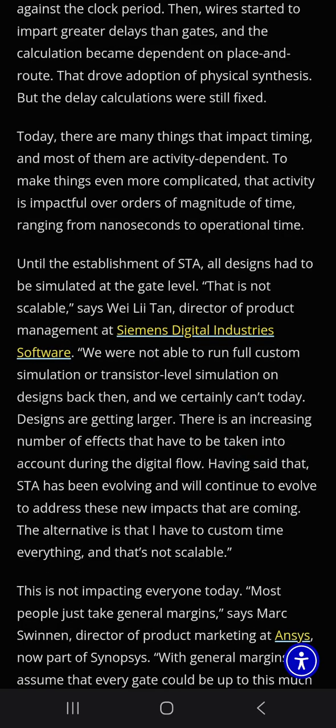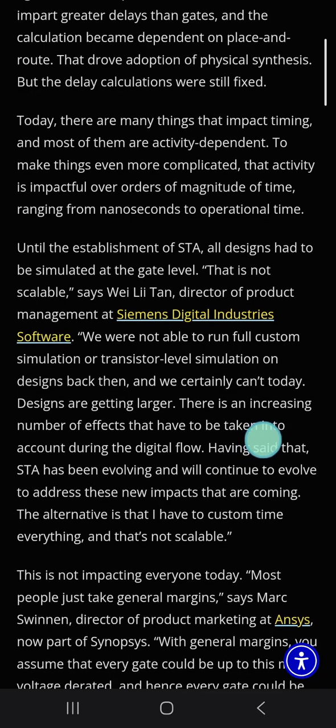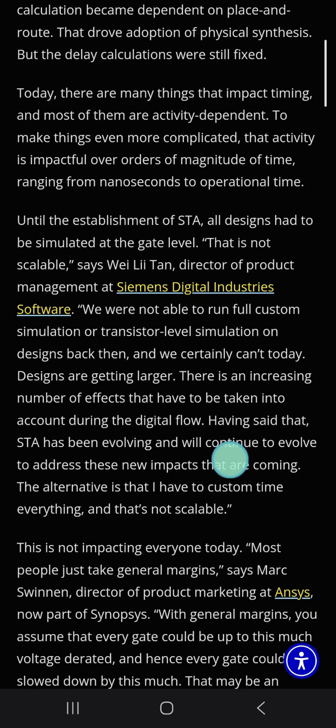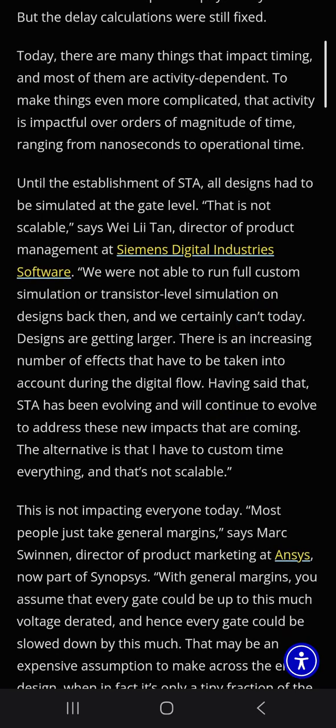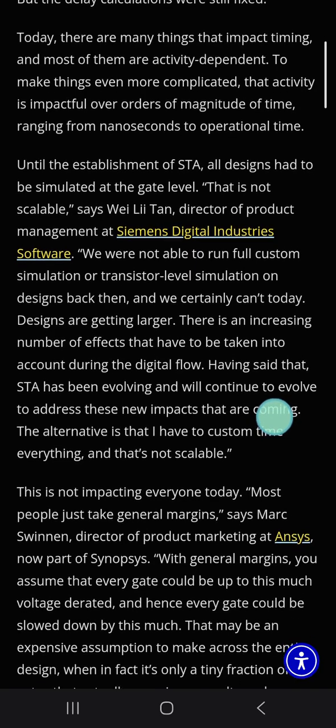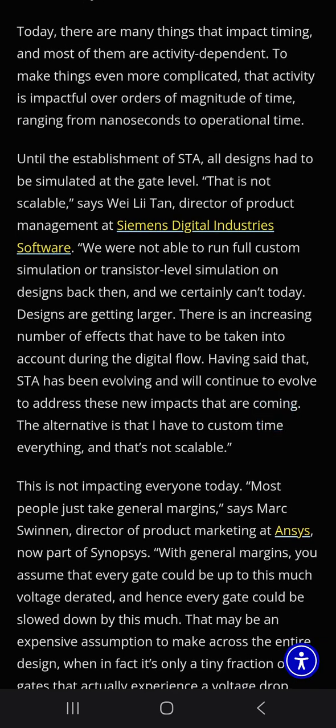Until the establishment of STA, all designs had to be simulated at the gate level. That is not scalable, said Wei Li Tan, director of product management at Siemens Digital Industries Software. We were not able to run full custom simulation or transistor level simulation on designs back then, and we certainly can't today. Designs are getting larger.